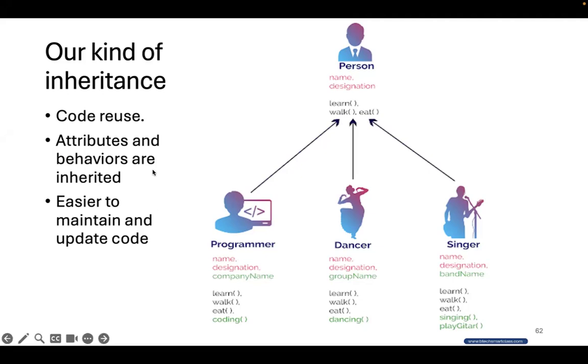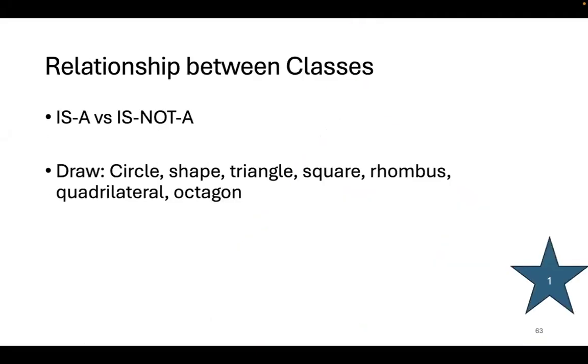So this is the idea where we want to be able to reuse code that we've already written and do something new. It makes it easier to maintain and update things. Okay, so the main idea we're going to talk about here is this idea of "is A" and "is not A".